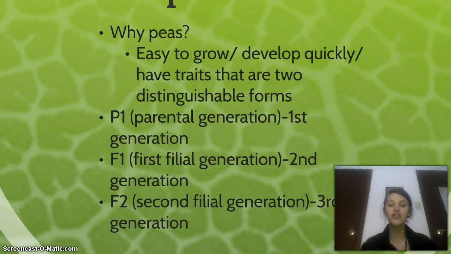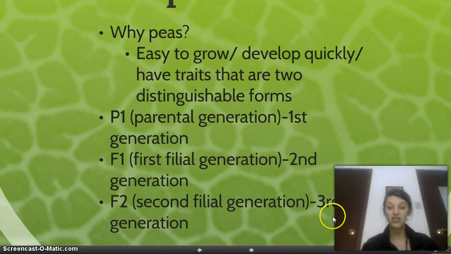Okay, so the first generation you need to know is called P1. This is the parental generation. Right? The F1 is the first filial generation, and this is our second generation. The F2 is the second filial generation, which is technically the third generation. So you have your parents, their children, and then their grandchildren.